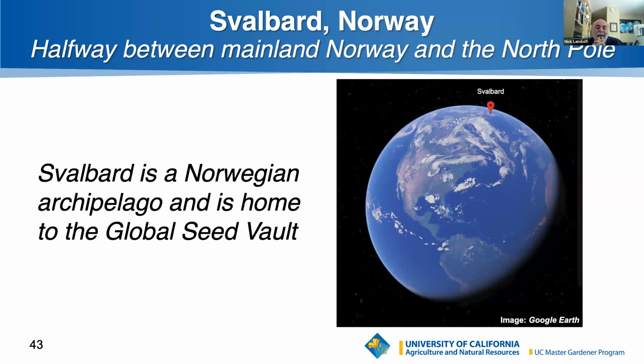This is the seed bank in Svalbard, Norway, and is literally at the top of the world. Svalbard is a Norwegian archipelago between mainland Norway and the North Pole. One of the northernmost inhabited areas, Svalbard is known for its rugged remote terrain of glaciers and frozen tundra. Summer brings the midnight sun, sunlight 24 hours a day, and this is the location of the global seed vault.